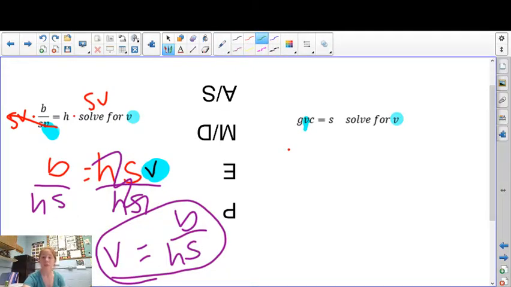Well, right now, G and V and C are all being multiplied. And I know with multiplication, I can move stuff around to make me feel more comfortable. So I'm going to move some stuff around. I have G, C, V equals S. All I've done is flip the order.